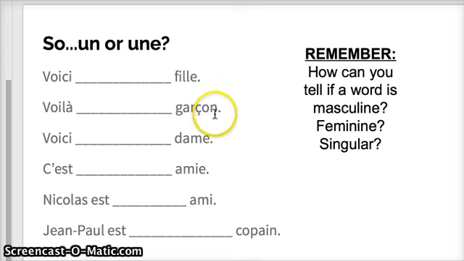Garçon is the next thing. G-A-R-C-O-N. Garçon. So thinking in your head, does it end in an E? No. So is it masculine or feminine? It's going to be masculine. So you're going to put UN in the blank.